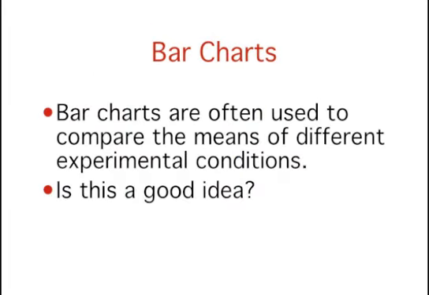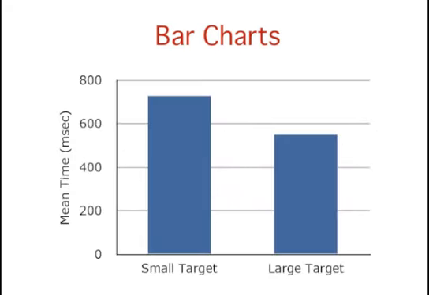Bar charts are often used to compare the means of different experimental conditions. This bar chart shows the mean time, measured in thousandths of a second, it took one of us to move the computer mouse to either small targets or large targets. On average, more time was required for small targets than for large ones. The mean for small targets was over 700 milliseconds, while the mean for large targets was a little over 500 milliseconds.